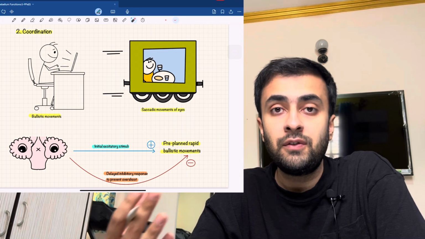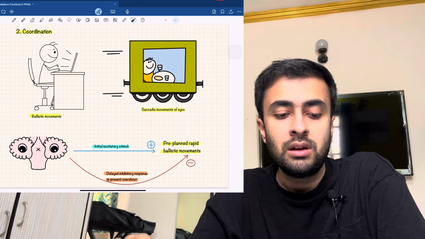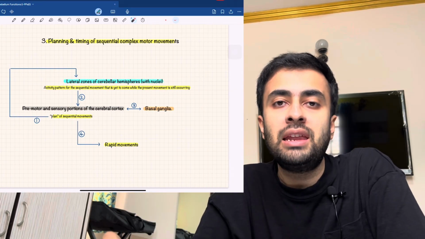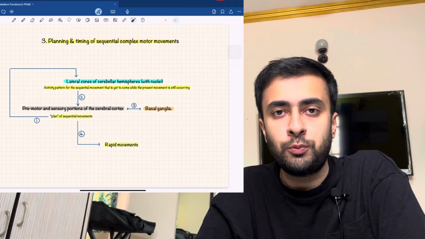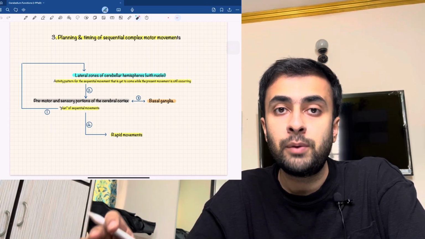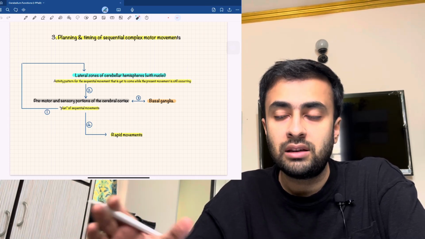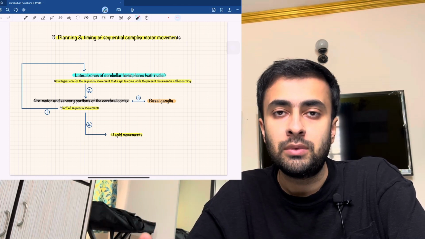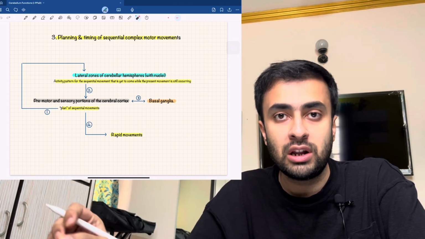Now that we have finally finished the second function of the cerebellum, that is the coordination, we can finally move on to the last function, that is the planning and timing of sequential motor movement. To understand this clearly, try to remember from the last video that there is a constant connection between the cerebral cortex and the cerebellum. Which part of the cerebral cortex? It is the motor cortex.